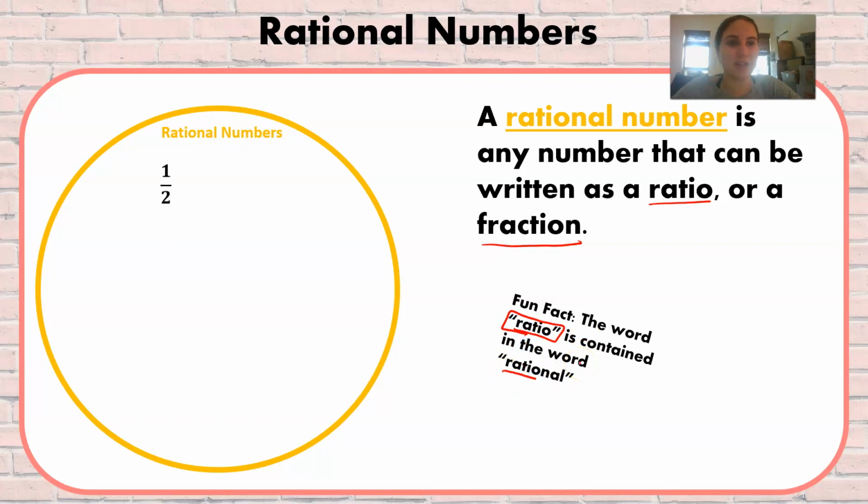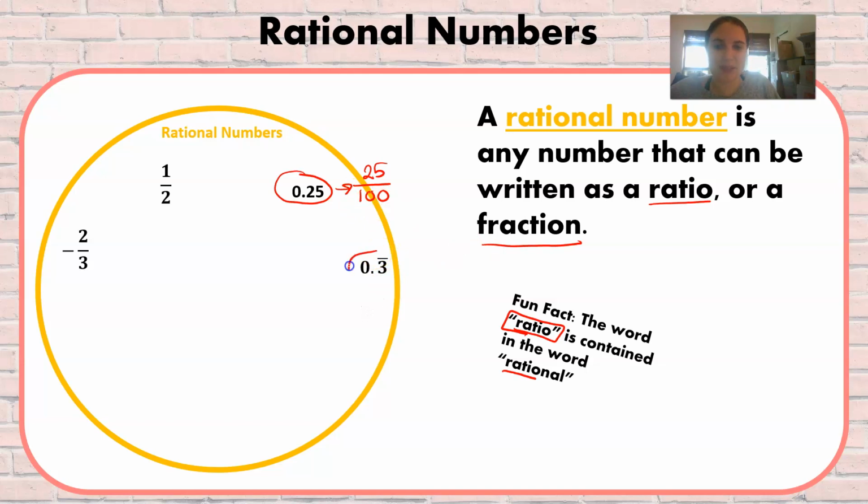Some examples of rational numbers: 1/2, because it's a fraction. Negative numbers are also rational, so negative 2/3, that's a rational negative fraction. Decimals like 0.25, or 25 hundredths, we can actually write that as a fraction, 25 hundredths. So that is also rational. It's a decimal, but it is rational.